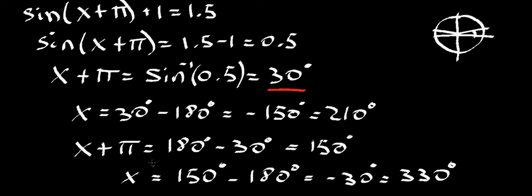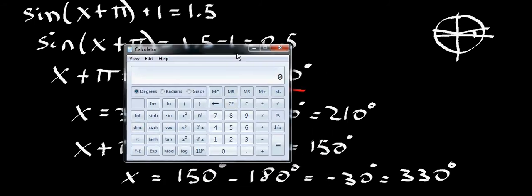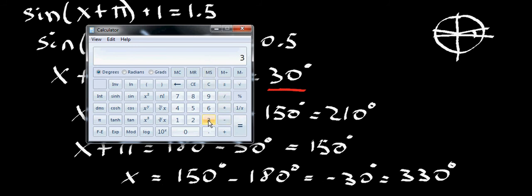Whenever we have a trigonometric equation, when we're finished, we can always use our calculator to check that that value is correct. We have 330 degrees plus 180, which is what my equation is saying. Get your x value, which we said was 330, add 180, calculate the sine of that angle, and that plus 1 is equal to 1.5.